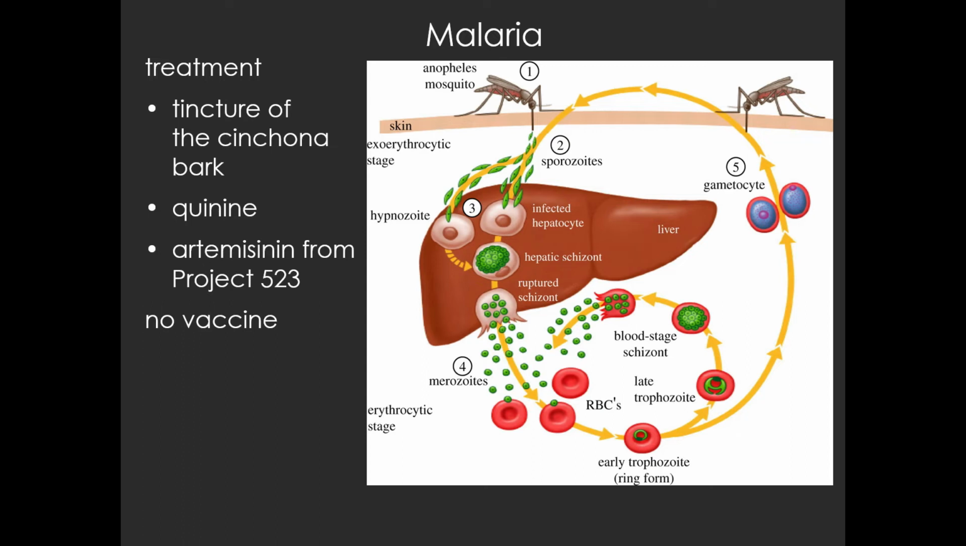The treatments for malaria, even though people didn't know what caused it, have been around for a long time. Initially, there was something that was found to be useful, and that was a tincture made of the bark of the cinchona tree, and then quinine, and then artemisinin from Project 523, which was a result of Viet Cong troops dying at a greater rate of malaria than they were dying of battlefield wounds. There is currently no vaccine for malaria, and it is a big problem in places where these mosquitoes are prevalent, and these mosquitoes are becoming more prevalent all over the world.